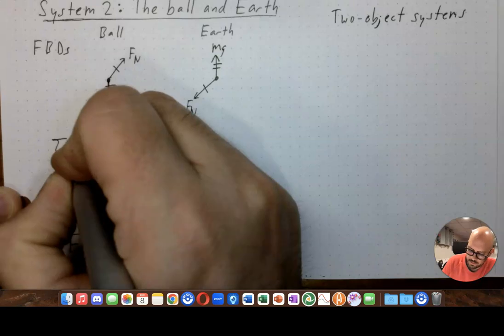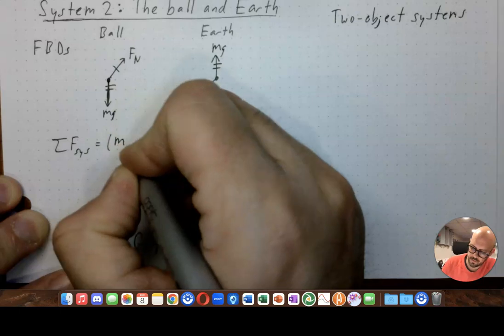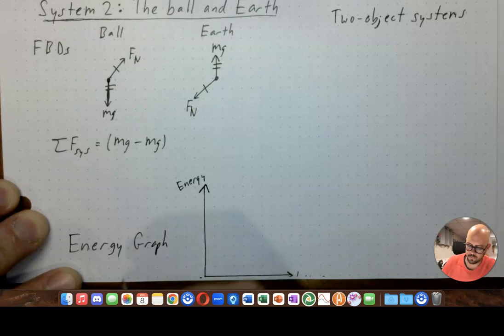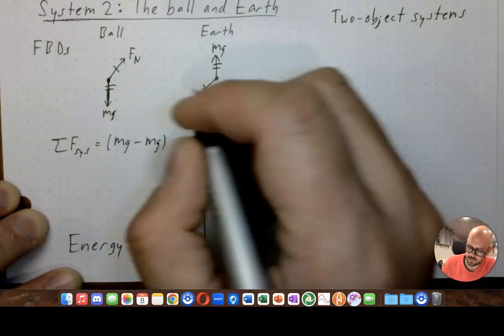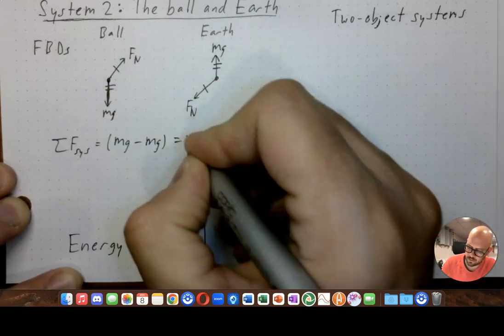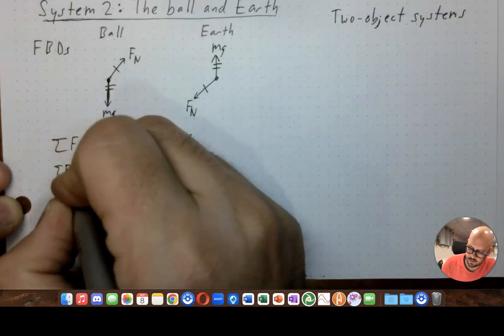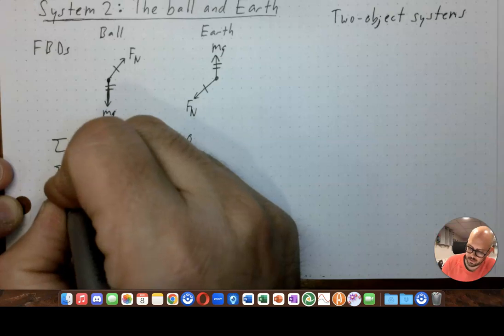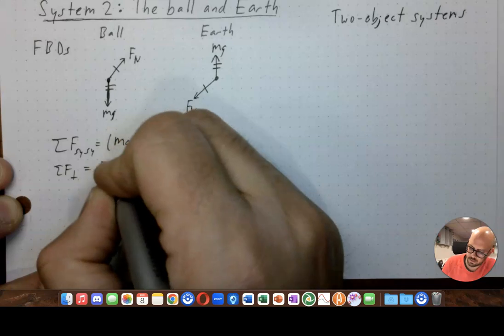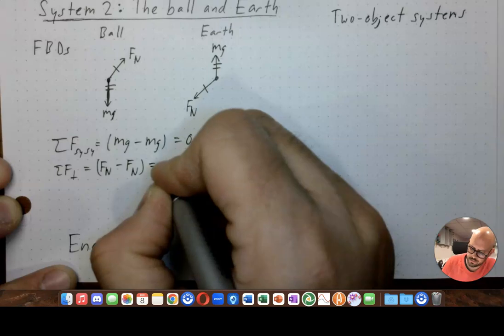the net force for this system, it would be the upward force of gravity on the Earth minus the downward force of gravity of the ball. These would have to be vectors, and then that's in the y direction, and then that would be 0. Let's say y, and then the net force in the diagonal direction, that would be the parallel direction, would be the normal force on the ball minus the normal force on the Earth, and that would be equal to 0.